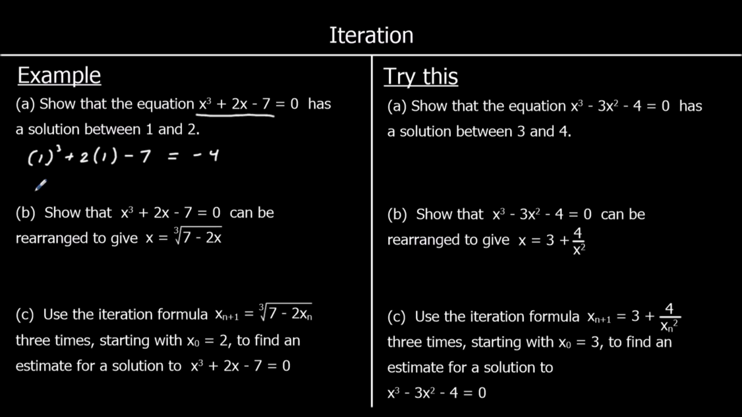And substitute 2 in, so 2 cubed is 8 plus 2 2s, 8 plus 4 is 12, minus 7 is 5. So we've got one above 0, one below 0, so one's too big, one's too small, so there must be the answer between them. So that shows that there is a solution between 1 and 2. So 1 positive and 1 negative.